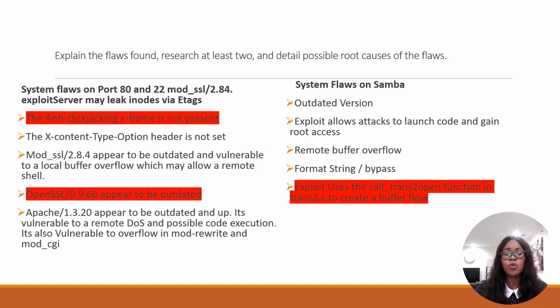And on the other one, the OpenSSL appears to be outdated. The OpenSSL package installed on one of the hosts was identified as being outdated and subject to a heap corruption bug. It is advised to upgrade the outdated, vulnerable OpenSSL package to the most recent stable version. And then for the system flaw on Samba, I found an exploit using the call_trans_open function in trans2.c to create a buffer overflow.